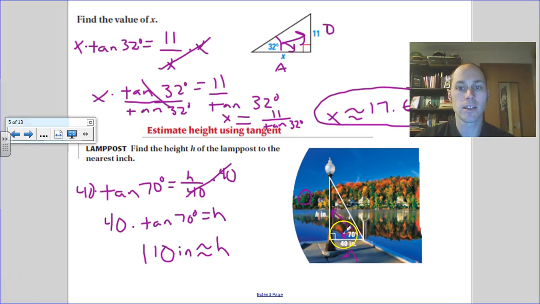Alright, so as I take a look at angle 70 here, the opposite side over the adjacent side, so tangent of 70 degrees equals h over 40. Multiply both sides by 40. So I'm left with 40 times the tangent of 70 degrees equals h. And multiply that out, I get about 110 inches.